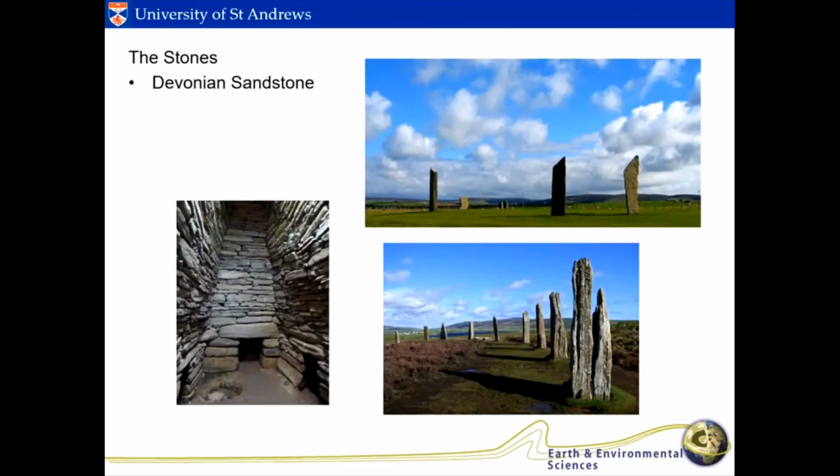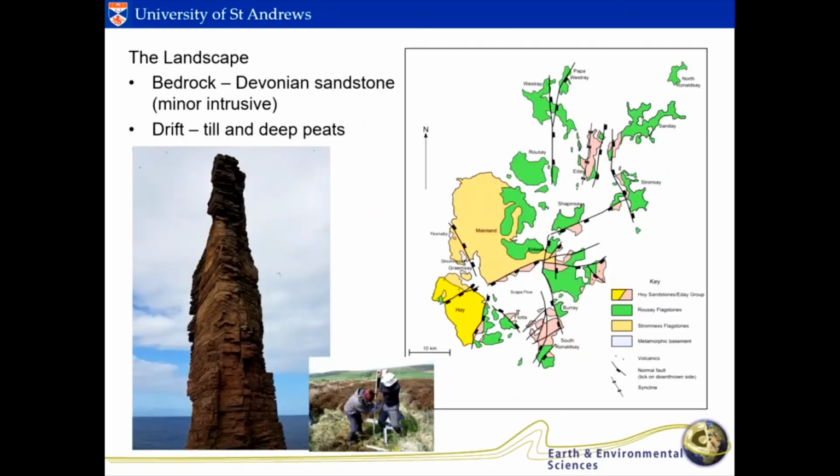As I say, the stones in this landscape is all Devonian sandstone. That's what almost every standing stone and every burial mound is made of. Fantastic material for building with, breaks up into these really great building size slabs. So it's Devonian sandstone, that's the Old Red Sandstone, of course, that the Old Man of Hoy is famously made out of. And the drift deposits there are till and some deep peats again, so burying some of the features within the landscape.